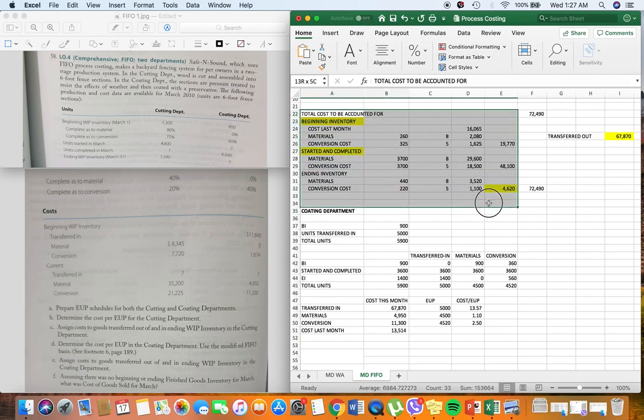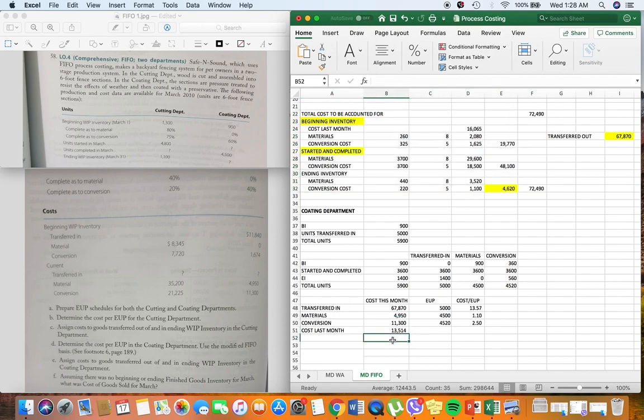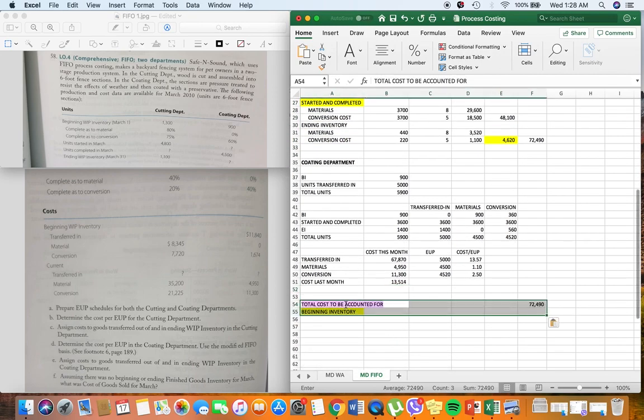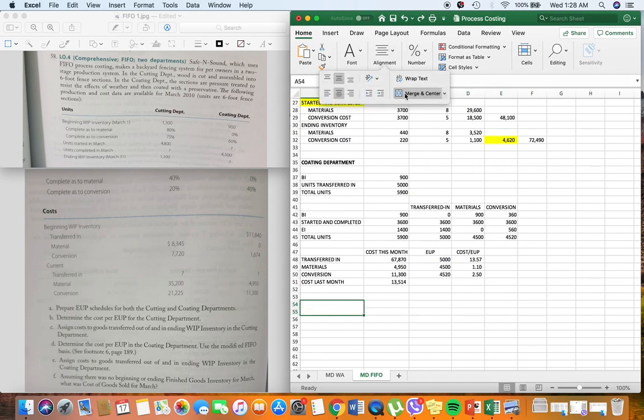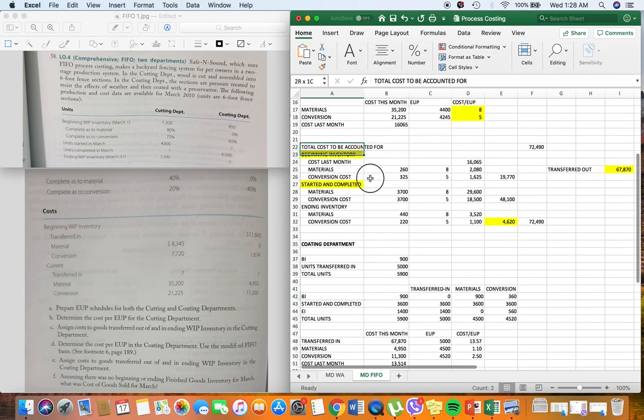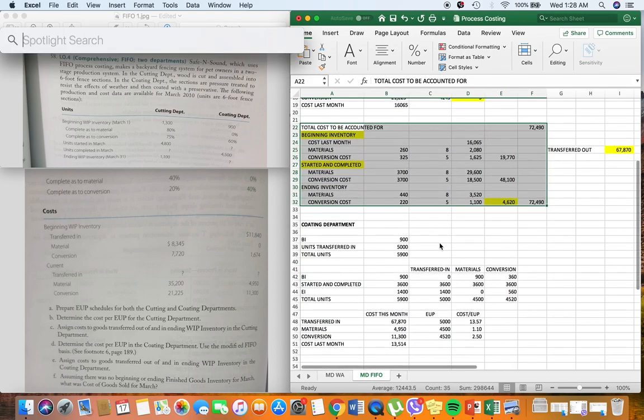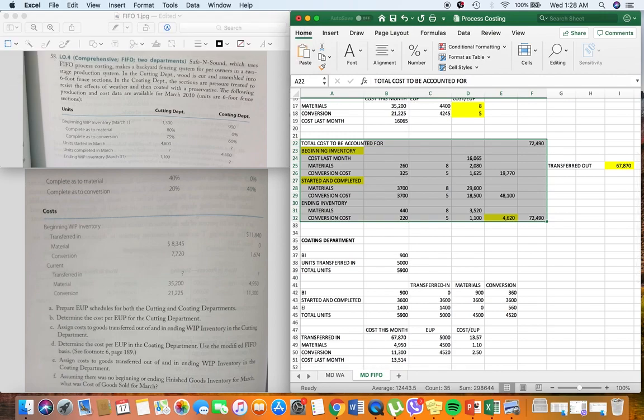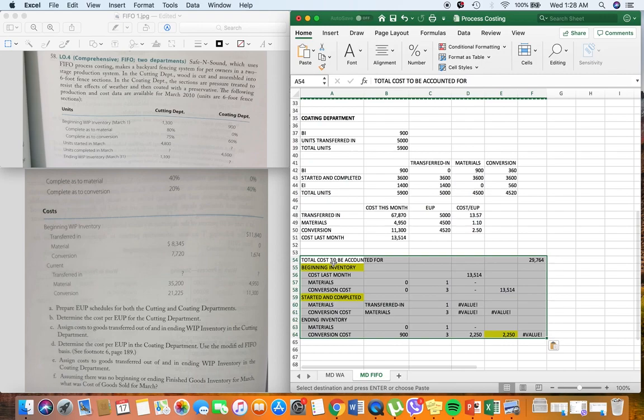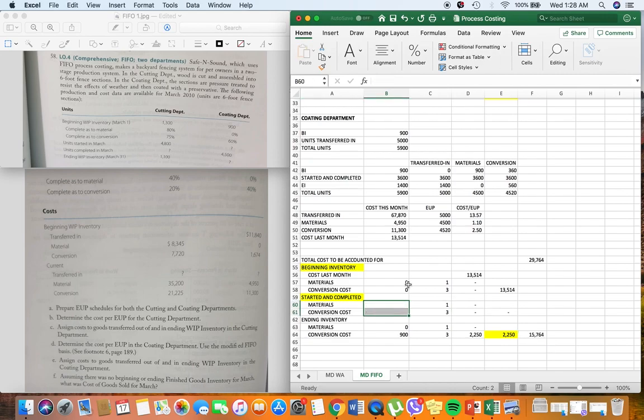Next is to assign cost, of course. I will just copy this so that it will be easier for me. Sorry, what happened? Let us repeat. Again, I have to copy this to make it faster. Okay, sorry. So, the total cost to be accounted for. I have to delete everything so that you will not be confused.